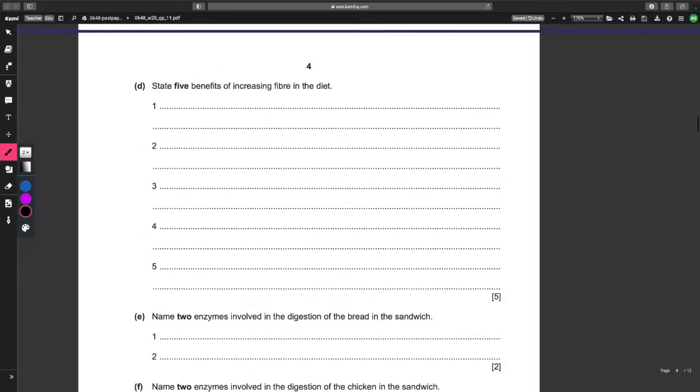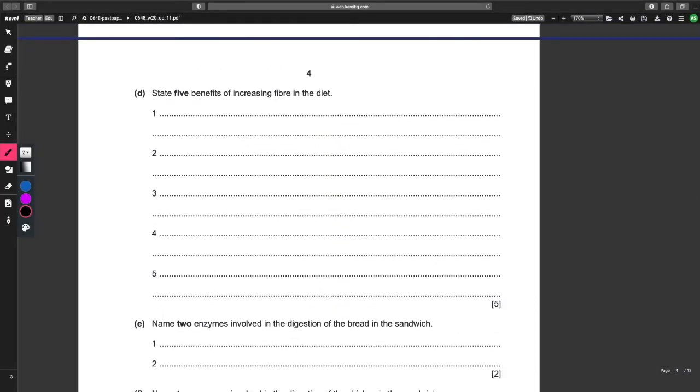Okay, state five benefits of increasing fiber in the diet. Okay, so the main one there would be to prevent, we call constipation.